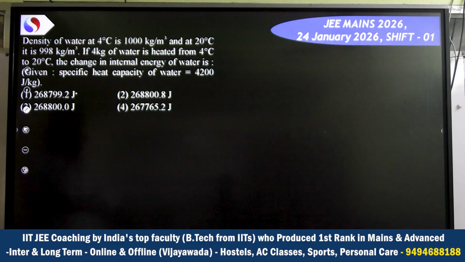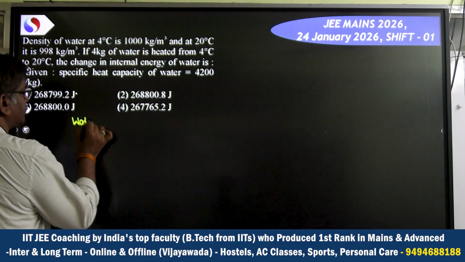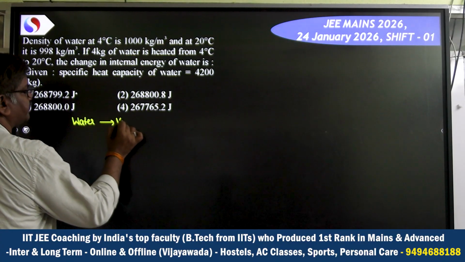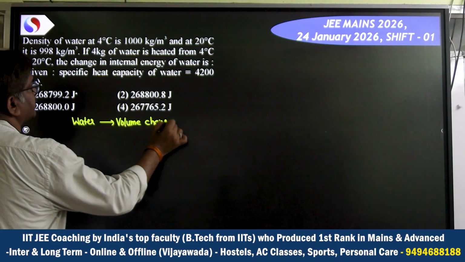Okay, now this question. Density of water at 4 degrees is 1000 and at 20 degrees is 998. So density is changing. Density is changing means volume is changing. So here the case is what? That this water sample is changing its volume. Volume change because of density change.